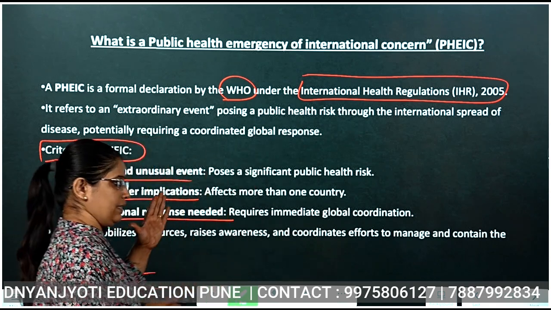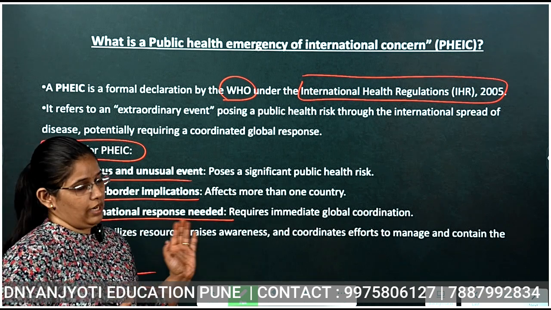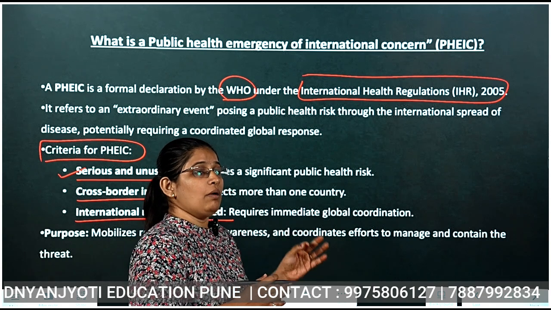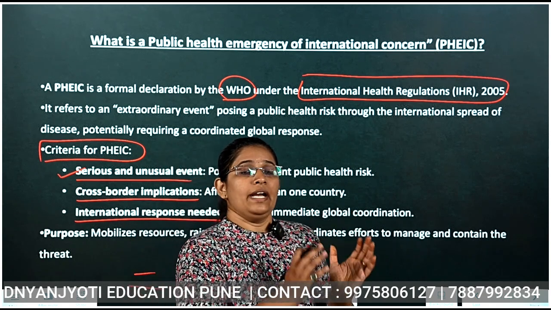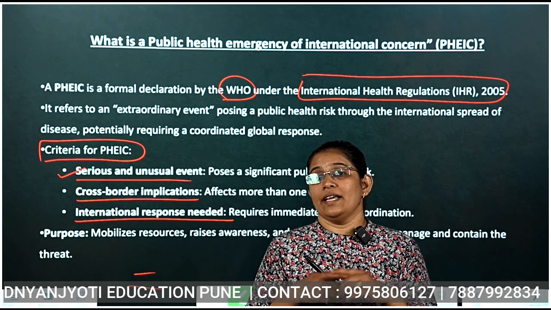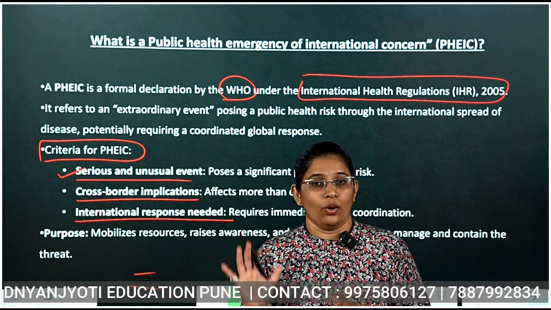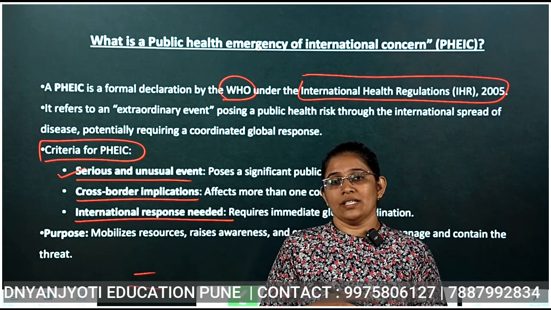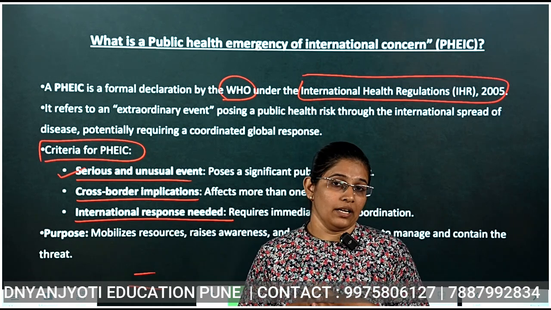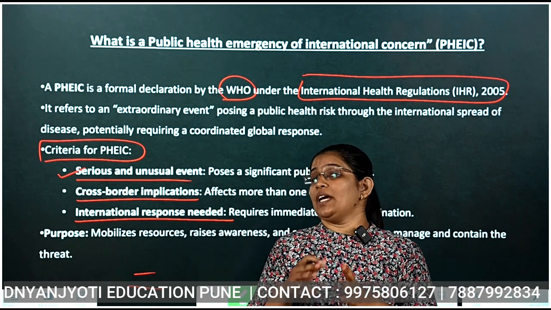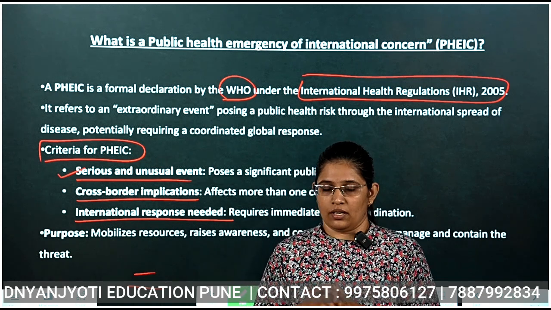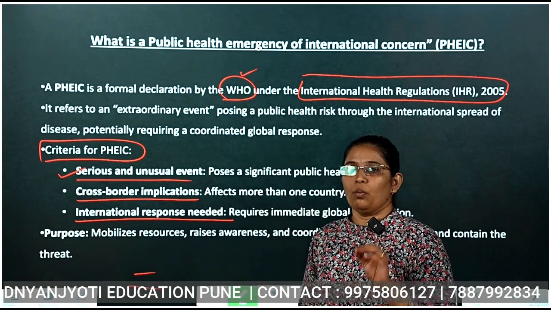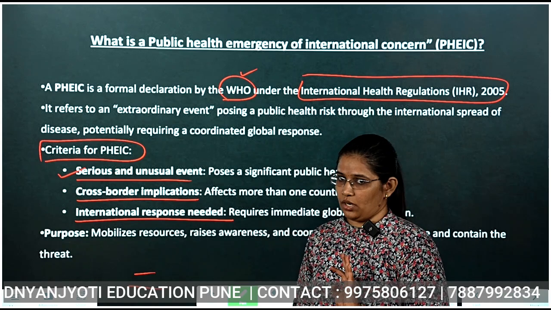Okay, so this is the concept and the criteria associated with it. Just remember one thing here: a public health emergency of international concern is declared by the World Health Organization. It is not declared by UNICEF. UNICEF has only tried to acquire the Mpox vaccine, but a public health emergency of international concern can be declared only by WHO, that is, the World Health Organization. Okay.